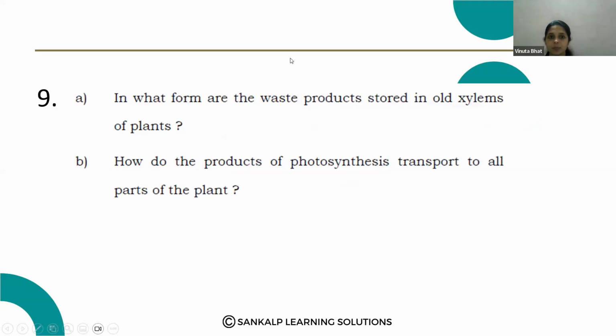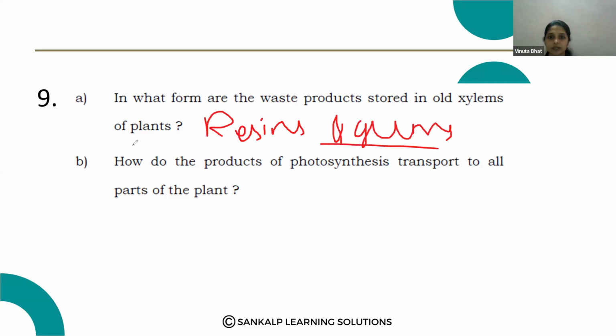Next question. In what form are the waste products stored in the old xylems of plants? Here in what form? That is resins and gums. In the form of resins and gums. Resins and gums. So that is stored in the old xylems of the plants.